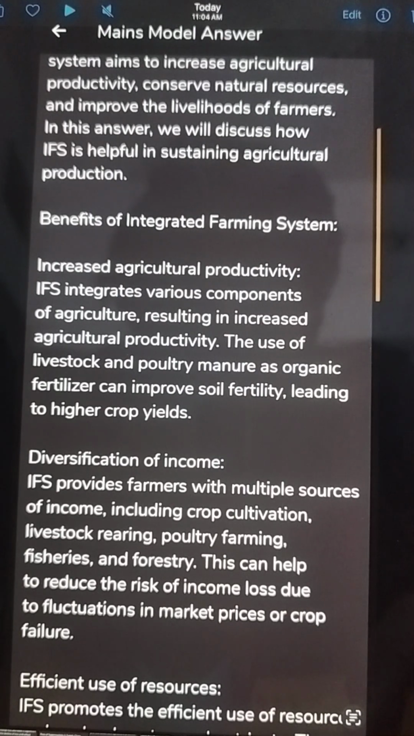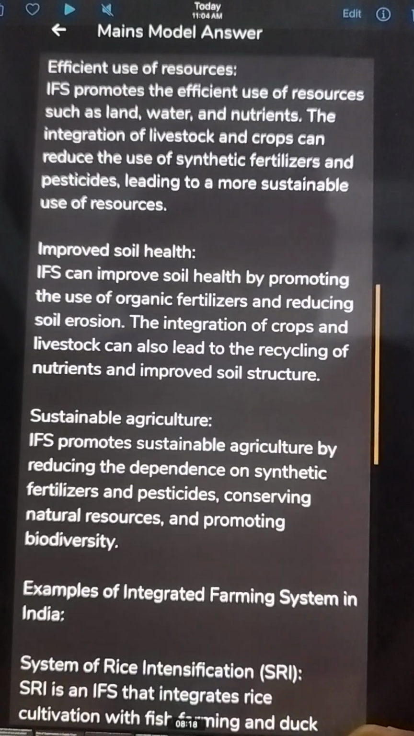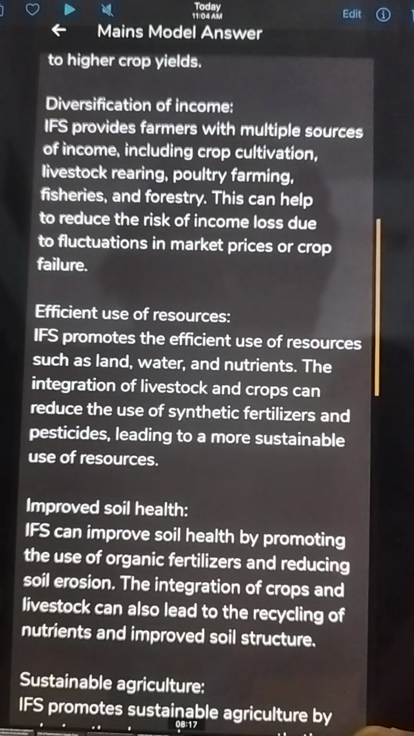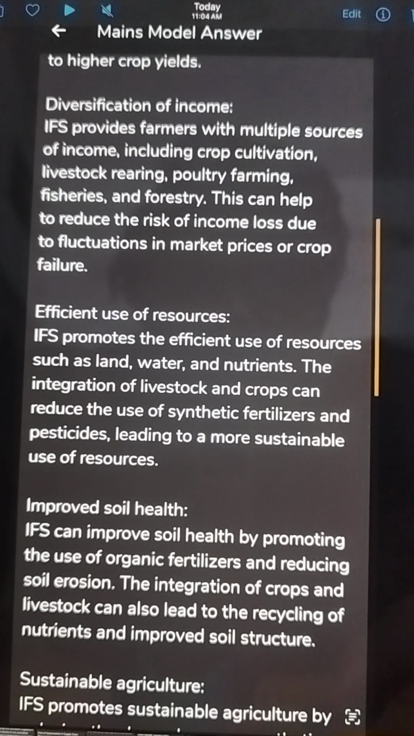Then comes diversification of income. IFS provides farmers with multiple sources of income, including crop cultivation, livestock rearing, poultry farming, fisheries, and forestry. This can help to reduce the risk of income loss due to fluctuations in the market prices or crop failure. Then comes efficient use of resources. IFS promotes the efficient use of resources such as land, water, and nutrients. The integration of livestock and crops can reduce the use of synthetic fertilizers and pesticides, leading to a more sustainable use of resources.